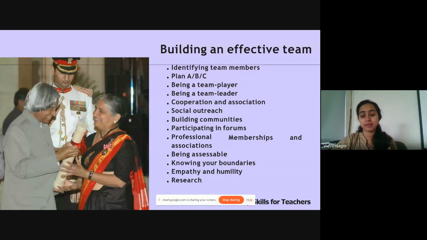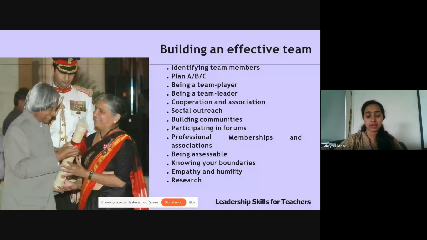Always be empathetic and human to others. We have seen what empathy is already. Always, as a leader, as a teacher, as a professional, even as a student, we all must have this important thing in us, that is research. Always research, so you keep yourself updated and you always handle your situations really well.